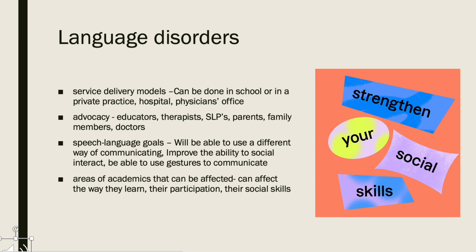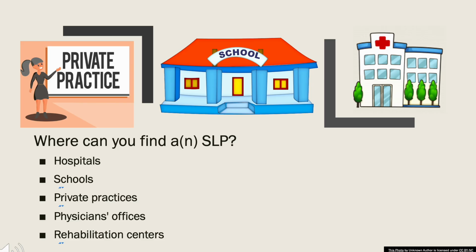Areas of academics that can be affected: it can affect the way they learn, and it can affect their participation and their social skills. Now you may ask, where can I find an SLP? Well, you can find them in hospitals, schools, private practices, physicians' offices, and rehabilitation centers.